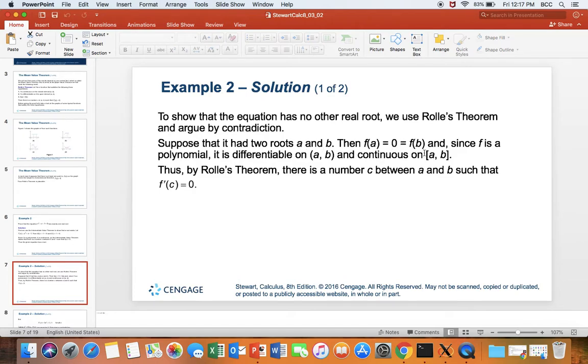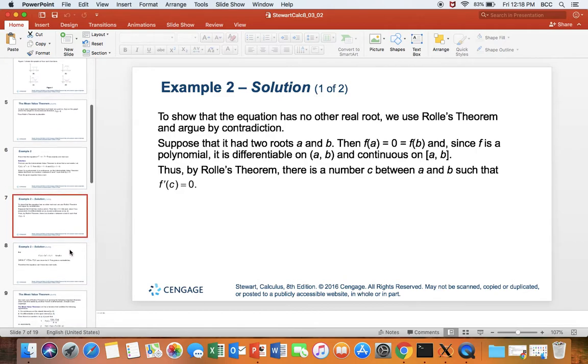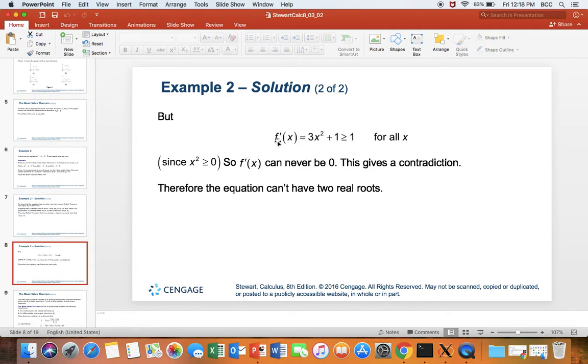Suppose you had two roots, a and b. All right, f(a) is 0, f(b) is 0. Since f is a polynomial, you can find its derivative. It is differentiable on the open interval (a, b) and continuous on the closed interval [a, b]. Thus, by Rolle's theorem, since f(a) and f(b) have the same height, 0 height, somewhere in between you must have slope 0. That is, Rolle's theorem says there is a number c between a and b such that the derivative of f at c is 0.